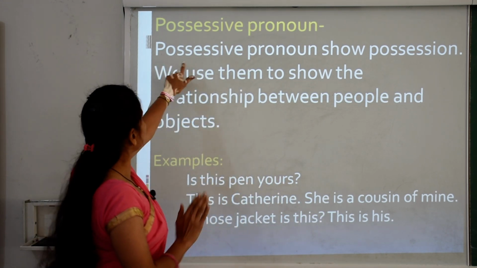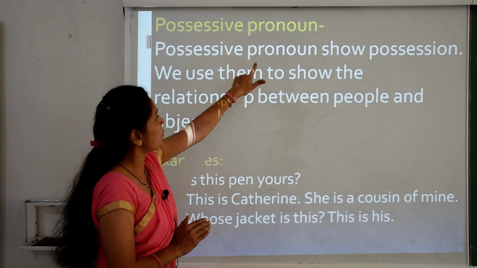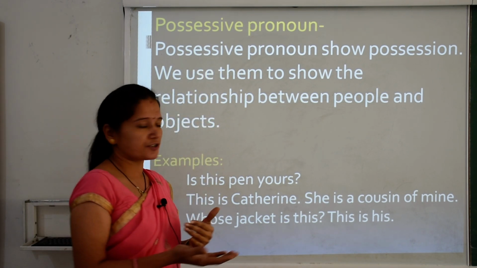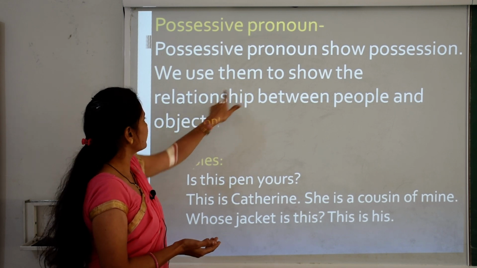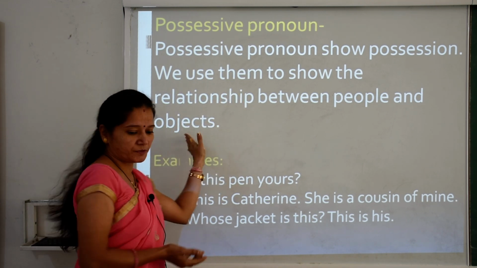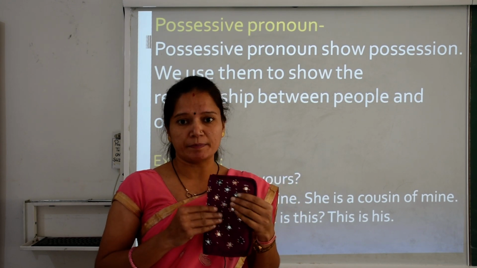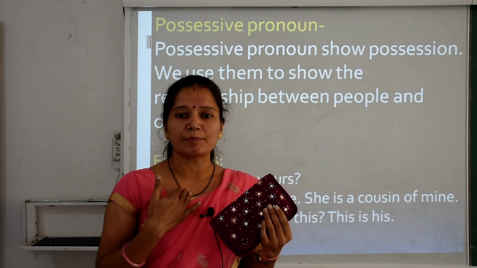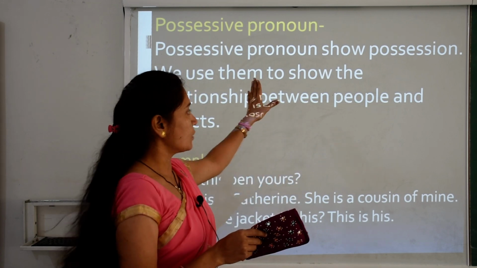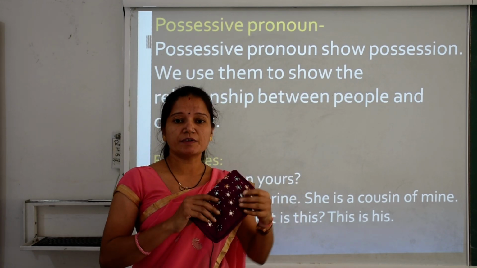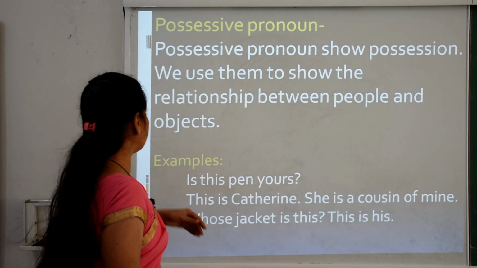Let's read the definition. Possessive pronouns show possession. Possession means ownership. We use them to show the relationship between people and object. So what I did here, I am showing the relationship. This purse is mine. So this is the object and I am the person. So this pronoun shows the relationship between object and person.